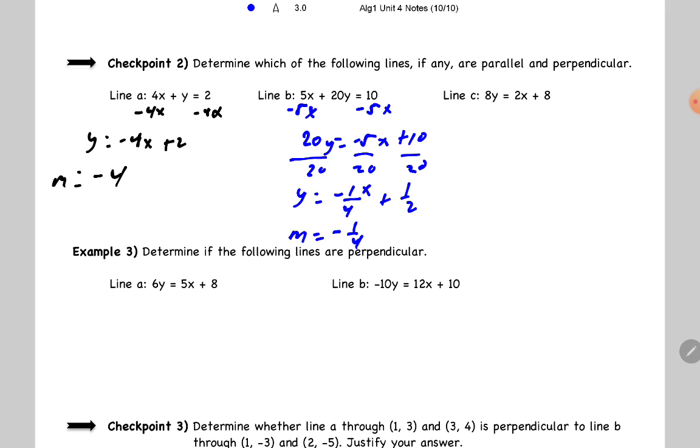If we're looking at line A and B, the fraction's flipped, but it's not opposite. So they're not parallel, they're not perpendicular. Okay, let's keep going. Line C.